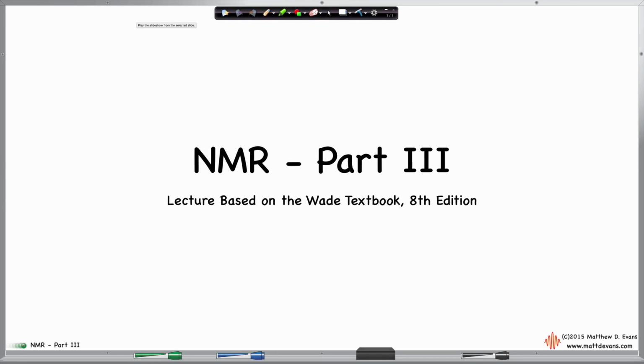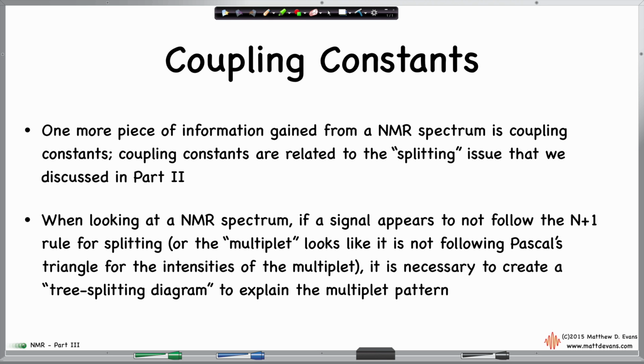Here's part 3 of our NMR discussions. This is the last part, and we're going to take a look at some more advanced topics without getting into gory details. But let's talk about some coupling constants.